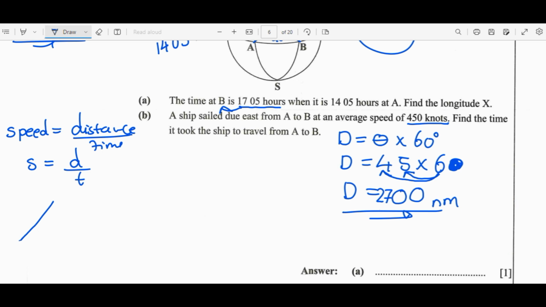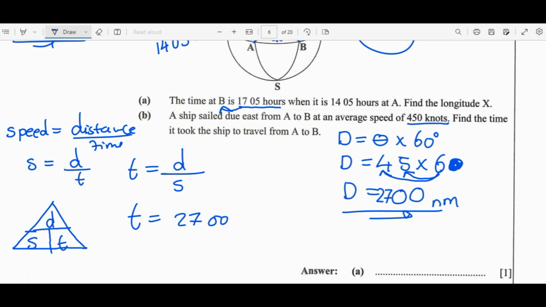Now we can use this triangle to remember the formulas for this one. So put d, s, t. If we want speed, it is distance over time. If we want distance, it is speed times time. If we want t, it is distance divided by speed. So since we want t, the distance is 2700 over the speed which is 450.